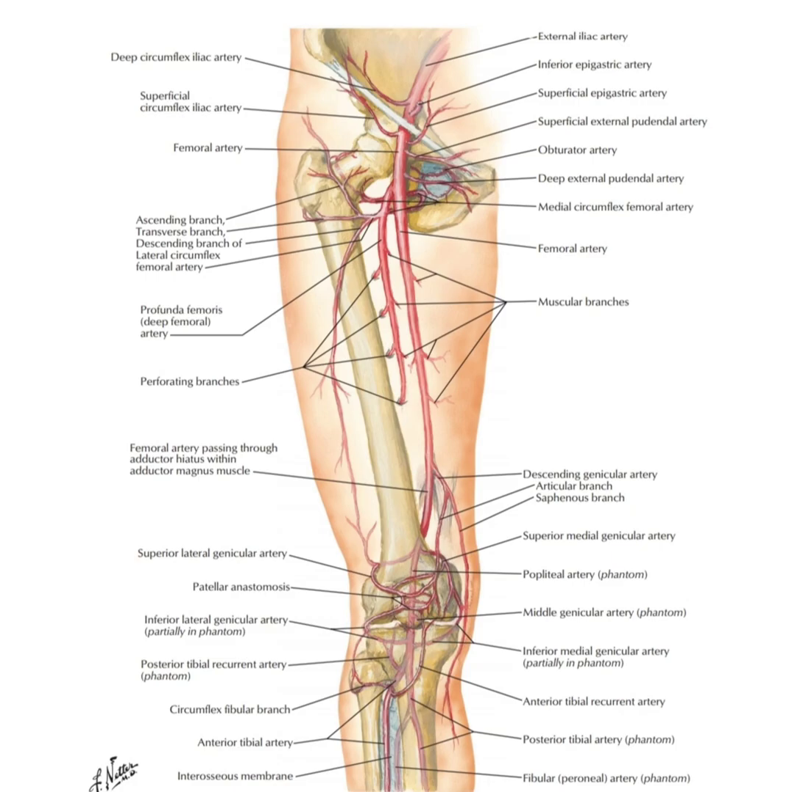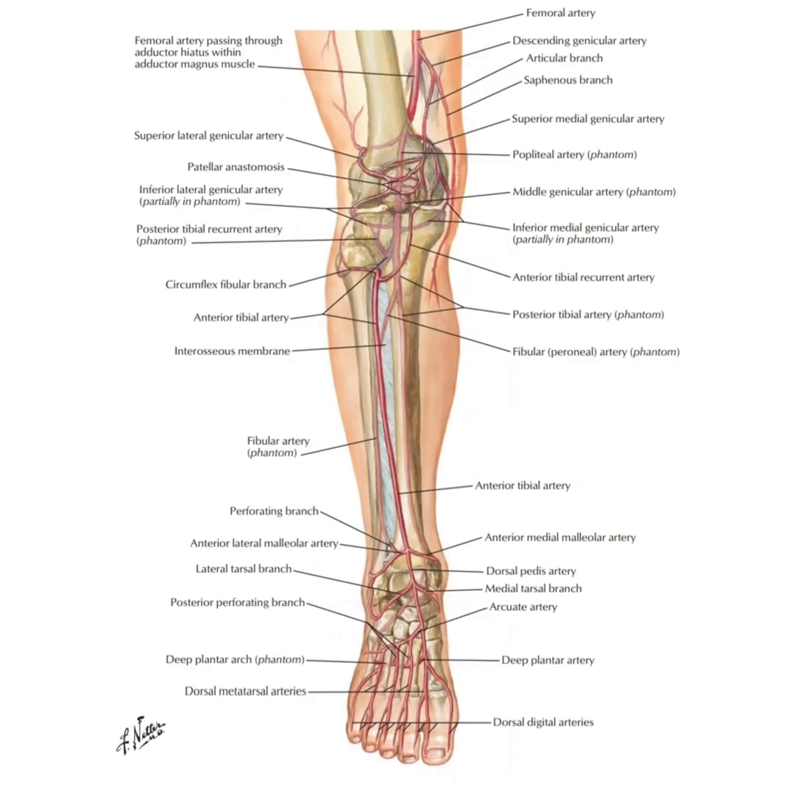The tibioperoneal trunk is the remaining artery, and the tibioperoneal trunk also divides into two arteries: one is the peroneal artery and one is the posterior tibial artery. The peroneal artery supplies the lateral compartment of the leg, and the posterior tibial artery supplies the posterior compartment of the leg, both superficial and deep posterior compartments. Then it descends at the level of the ankle joint and supplies the foot. So let's go to the foot.